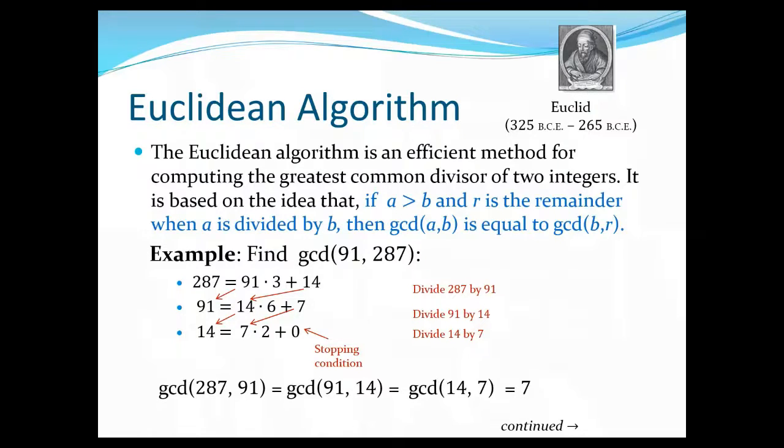So that's the Euclidean algorithm. From 287 and 91, it's equivalent to 91 and 14, and then the GCD of 14 and 7 is equal to 7. Again, the previous divisor becomes the next dividend for our division algorithm. So that's Euclidean.